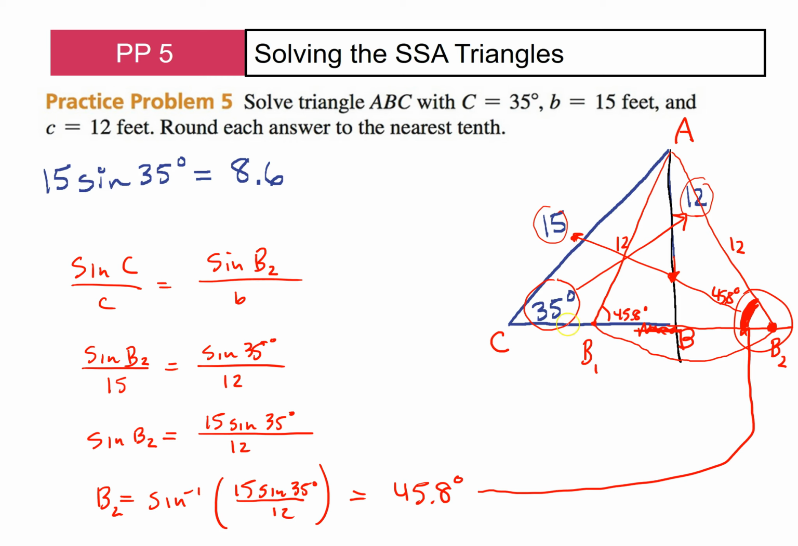But we don't want that angle. Who cares about that angle? The angle I really want is this angle right here, which is the supplement of 45.8 degrees. You calculate that real quick: 180 minus 45.8 makes 134.2 degrees. All right, there are my two triangles that I have to solve for, and yes, I have to solve for both of them. So let's go for it. Let's solve this.